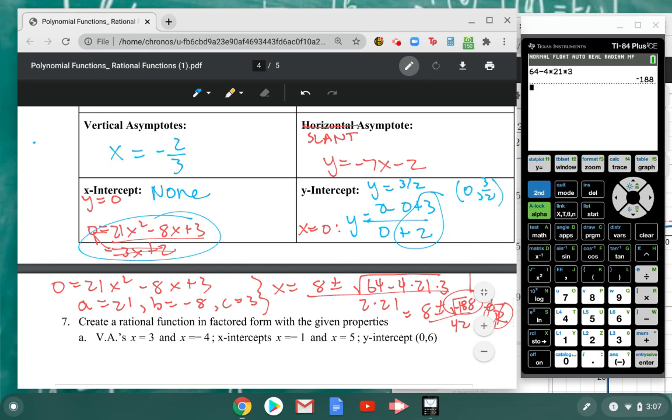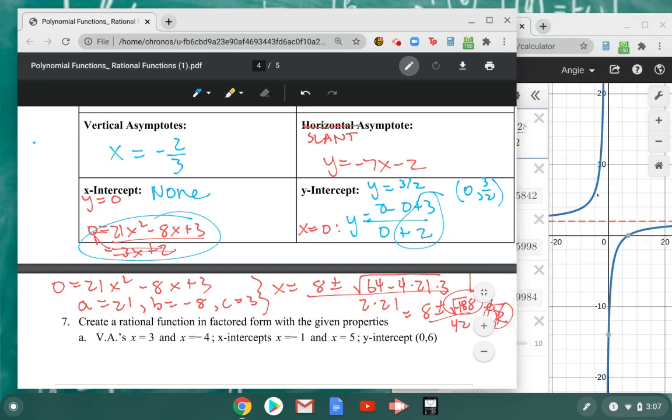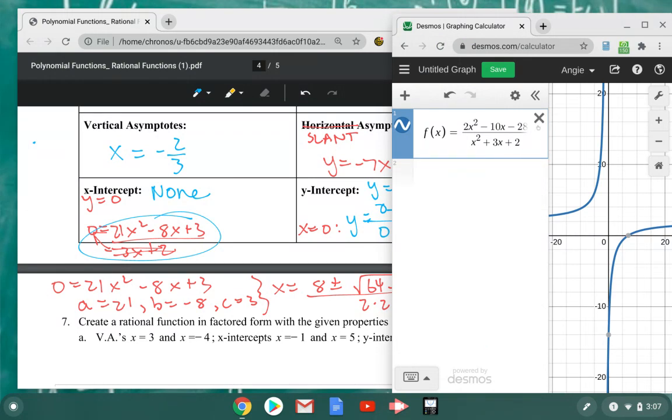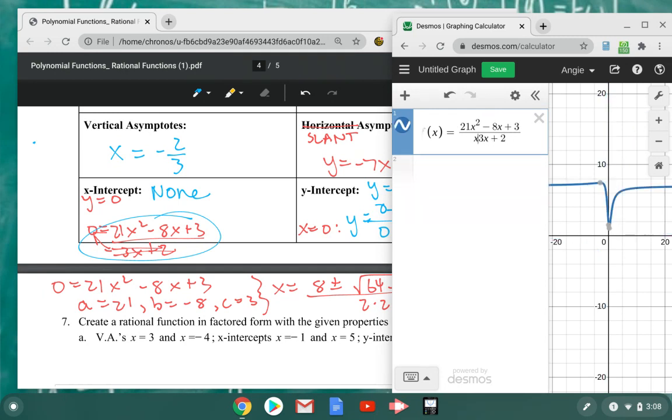It's a really good one to verify with Desmos. I'm going to do it, and I strongly encourage you to do it as well. I really would probably even start with Desmos. Let's see. So let's just change this last one. So 21, and then I've got minus 8x plus 3. And then in the denominator, oh, really close, negative 3x plus 2.